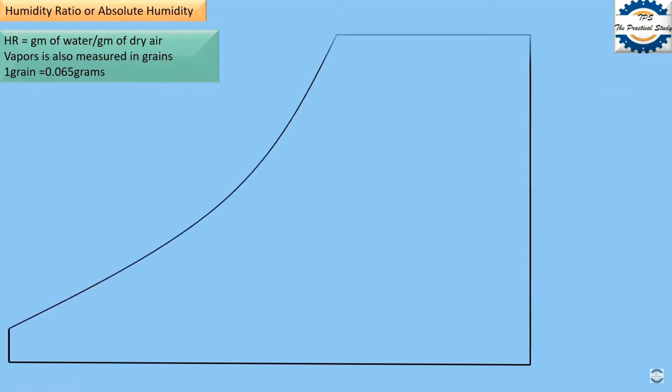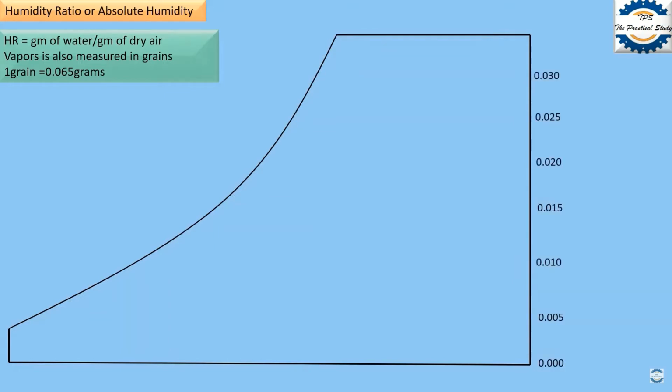Let's move to the next parameter, humidity ratio or absolute humidity. For example, if you have 1 gram of air, then how much water is present in 1 gram of air, in grams, is the humidity ratio. Since in 1 gram of air the water vapor quantity is very much less, vapor is also measured in grains, which is the smallest unit of water vapor quantity. 1 grain is equal to 0.065 grams. When you have anything in smallest quantity, then it is better to measure it on a smallest scale. Let's draw it on the psychrometric chart.